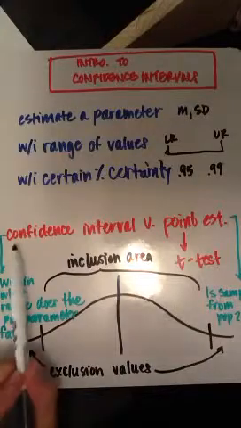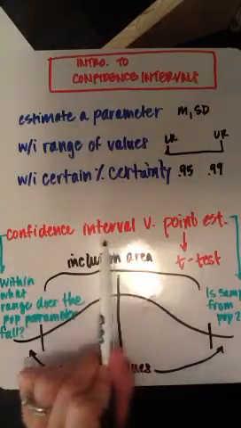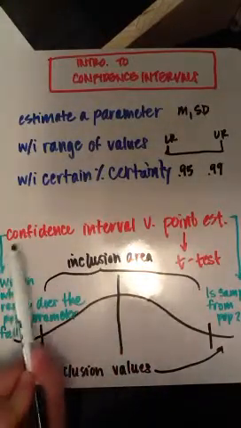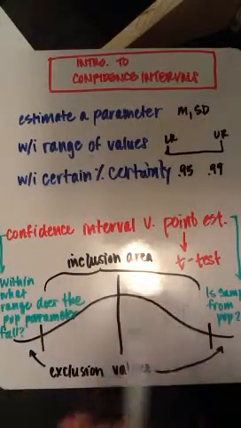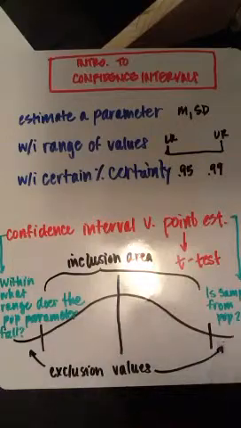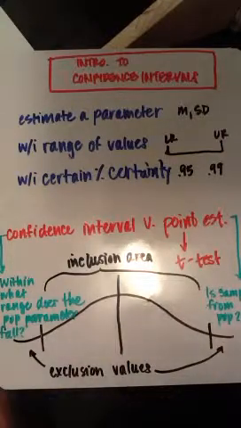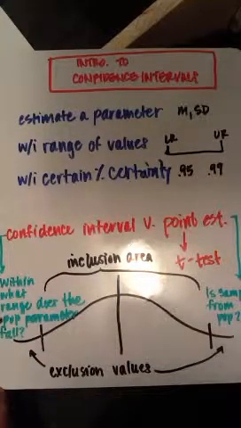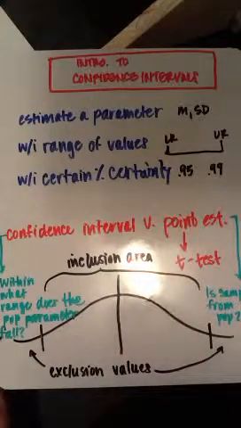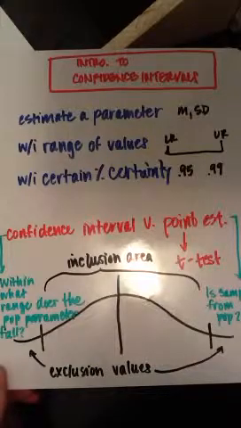But when we talk about confidence intervals, we're actually answering a different question. We're actually focused on the inclusion area as opposed to the exclusion areas. A confidence interval addresses the question of within what range does the population parameter, usually the mean, fall. So let's look at how we would calculate this.